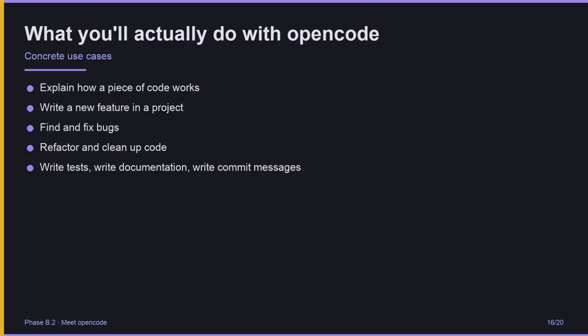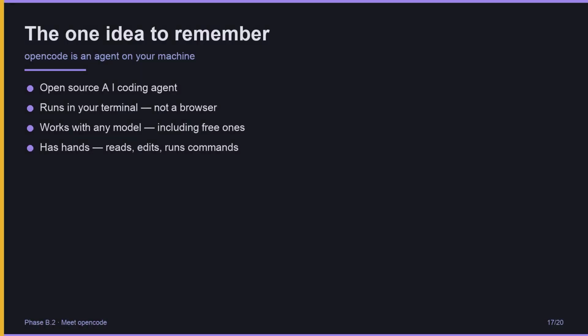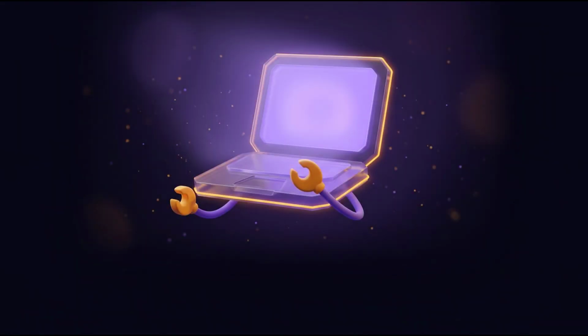That's the practical promise. If you remember one idea from this lesson, OpenCode is an open source AI coding agent that runs in your terminal. It works with any model, including free ones. And it has hands, it can read your files, edit them, and run shell commands. That is what makes it different from every chatbot you have used before. That is what we will learn to drive, across the rest of this course. OpenCode is an agent on your machine.